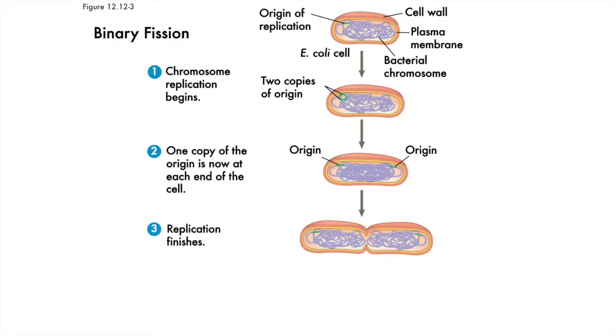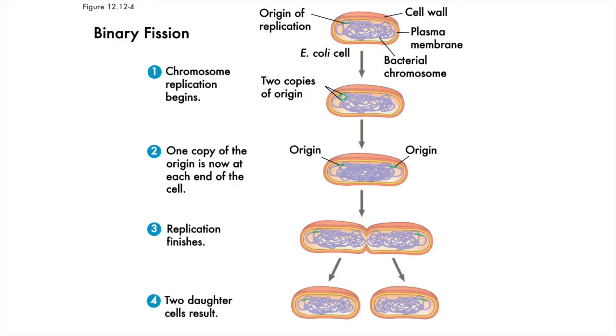The DNA is still being copied at this point, so when DNA replication is complete, the cell can be divided. And now there are two bacterial cells. Much more straightforward than all of the steps of mitosis.